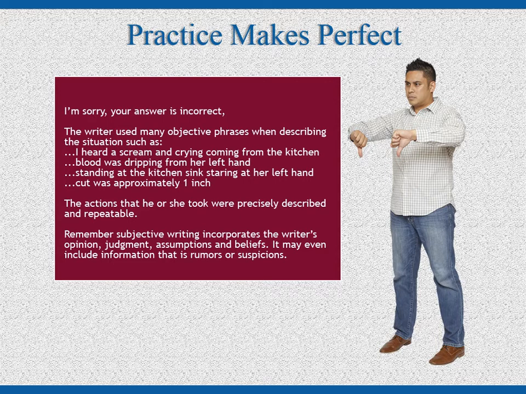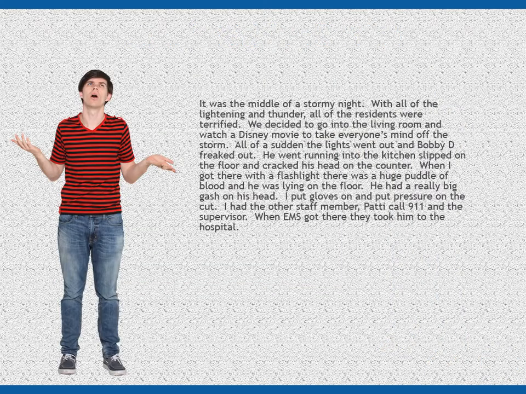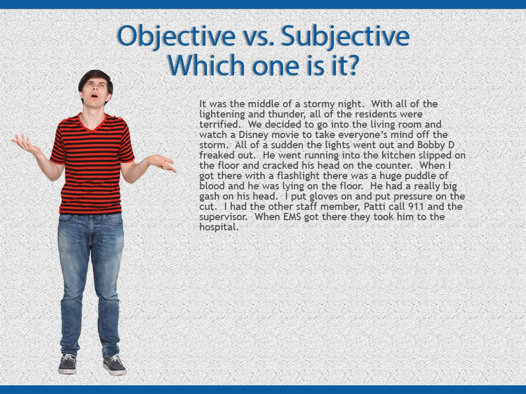Remember, subjective writing incorporates the writer's opinion, judgment, assumptions, and beliefs. It may even include information that is rumors or suspicion. It was the middle of a stormy night. With all of the lightning and thunder, all of the residents were terrified. We decided to go into the living room and watch a Disney movie to take everyone's mind off the storm.